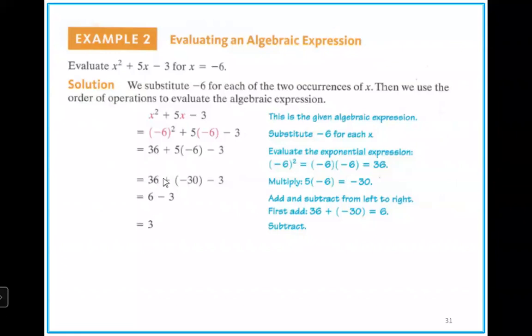Since this came first, you're going to do that first. 36 plus -30 gives you 6. And then 6 minus 3 is equal to 3. Okay, so you simply substitute the values given into the expression and simplify it using the order of operations.